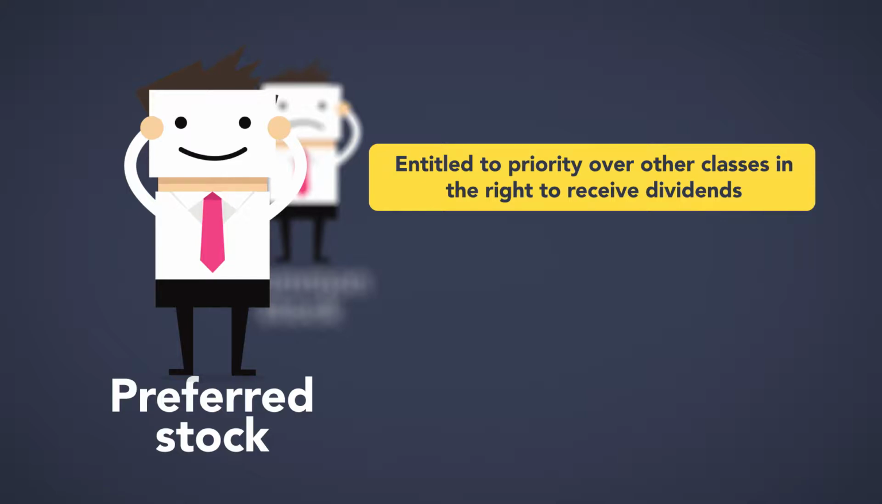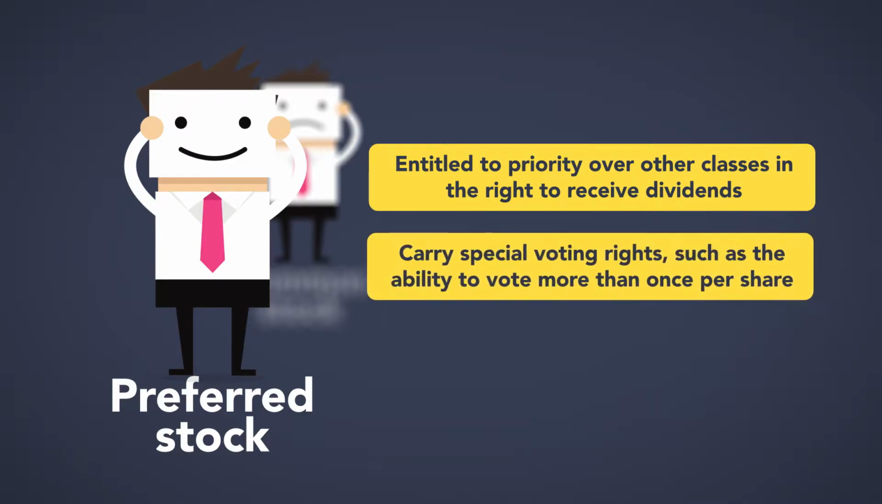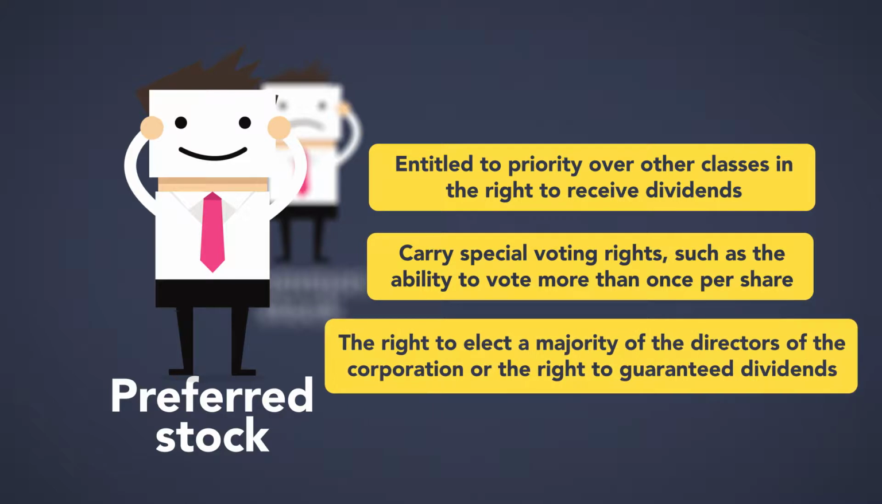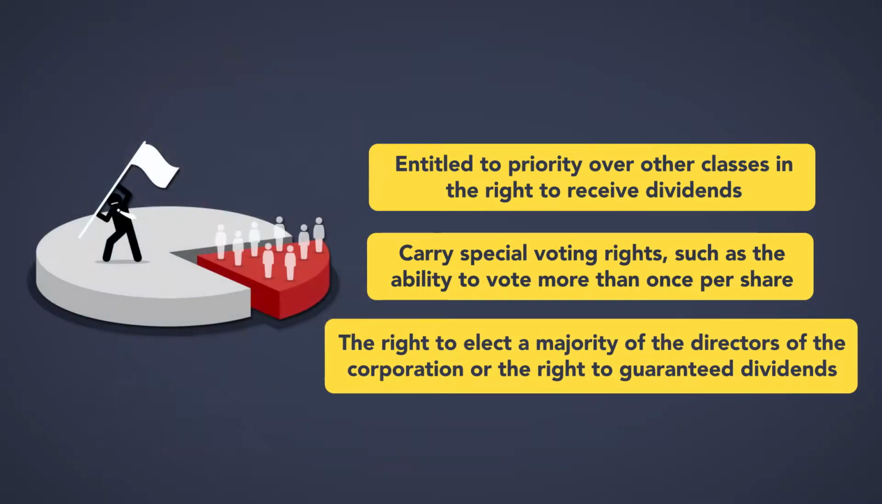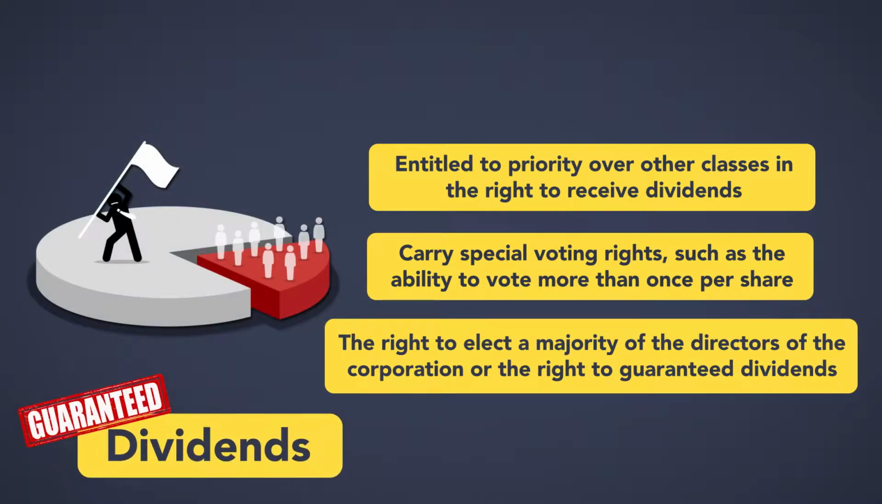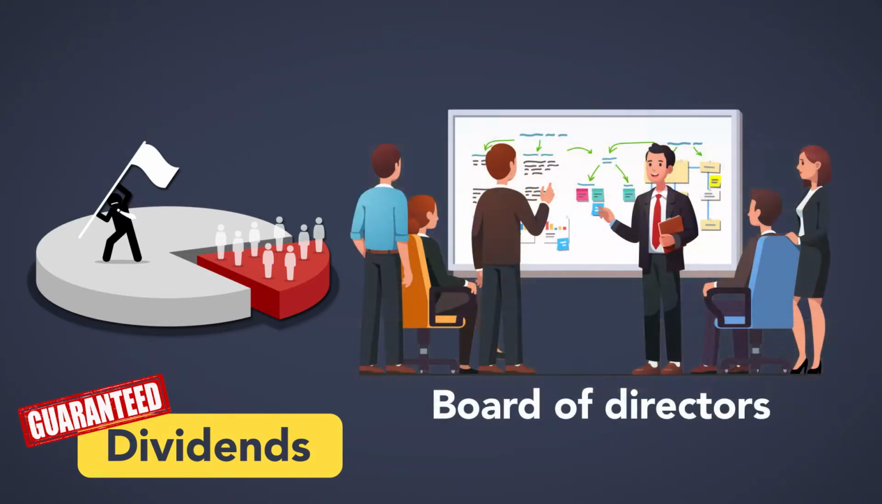Preferred stock may also carry special voting rights, such as the ability to vote more than once per share. Preferred stock owners may have additional privileges relating to the management of the corporation's affairs, such as the right to elect a majority of the directors of the corporation or the right to guaranteed dividends, which are usually distributed only at the discretion of the board of directors.